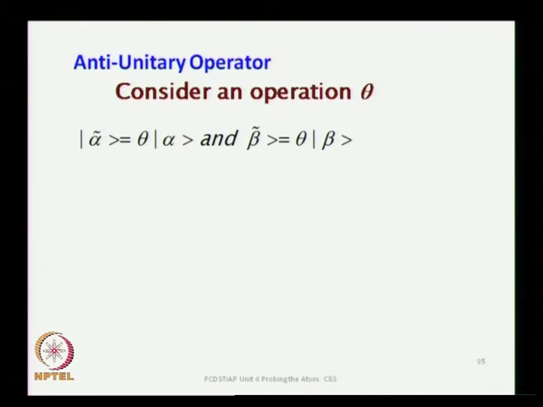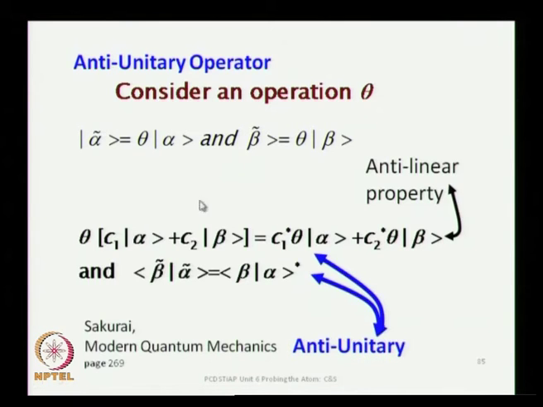These are the essential properties that an anti-unitary operator has. If you have a theta to be an anti-unitary operator, and if it operates on two arbitrary states alpha and beta, giving you alpha tilde and beta tilde, then theta operating on a linear combination c1 alpha plus c2 beta will give you c1 star rather than c1. In a linear operator you would get just c1, but this is antilinear. So, there is an antilinear property and another property connected with the norm. So, that together makes it an anti-unitary operator in quantum mechanics.